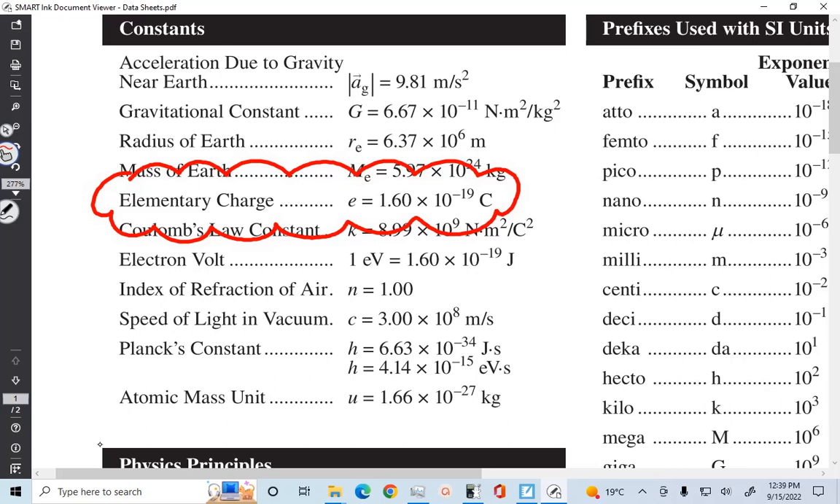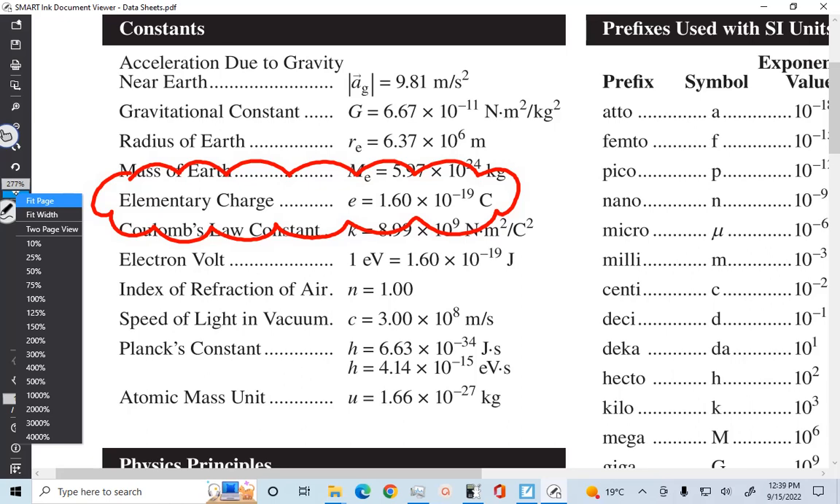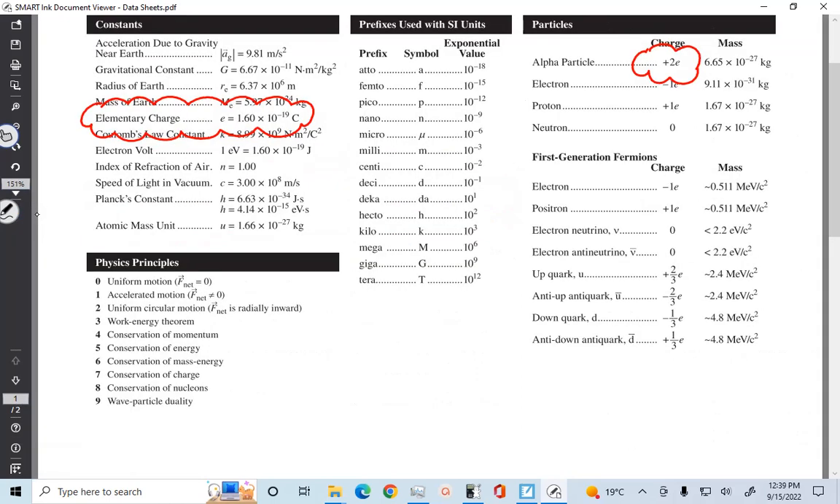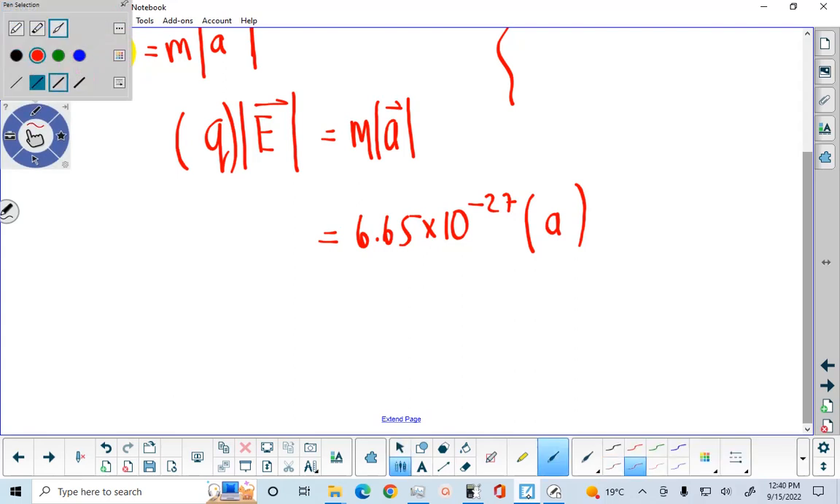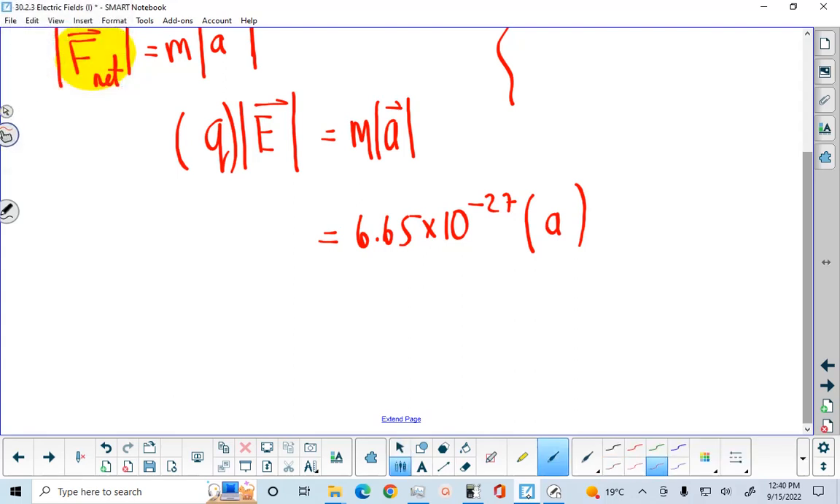So putting this all together, if I tell you that the charge of an alpha particle is positive 2e, and e is the elementary charge of 1.6 times 10 to the negative 19, then what that means is the charge on the alpha particle is 2 times 1.6 times 10 to the negative 19.